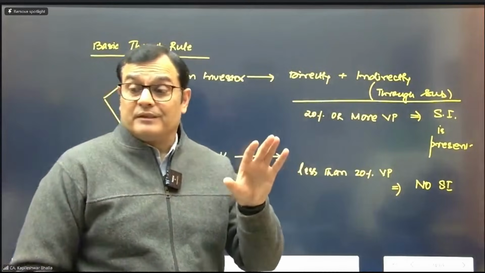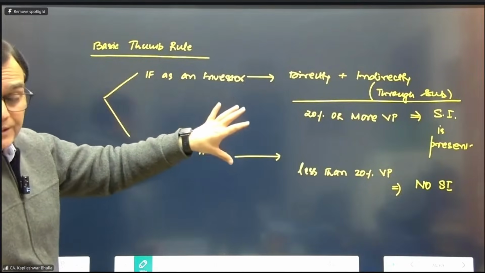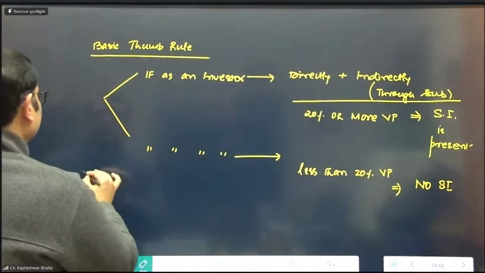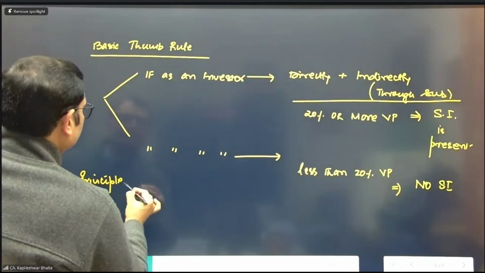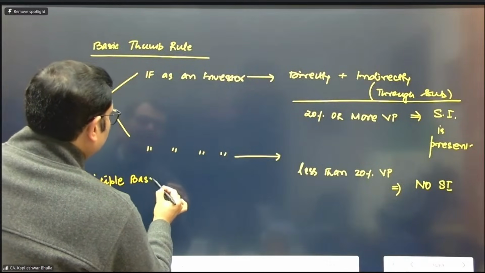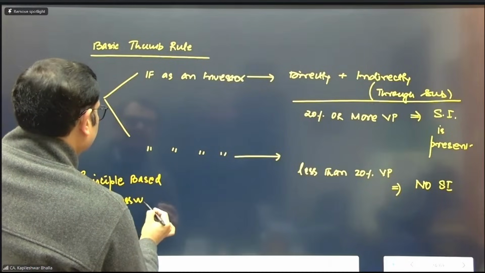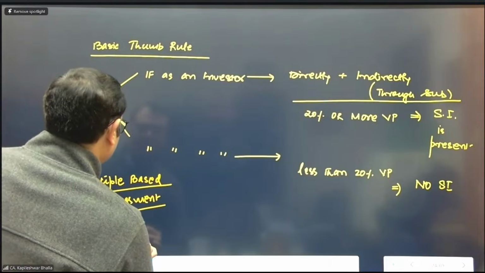This thumb rule is given in the standard, that if you got 20 or more than 20, you get a significant influence, otherwise not. But we can say there is a principle-based assessment as well, and this will require judgment.